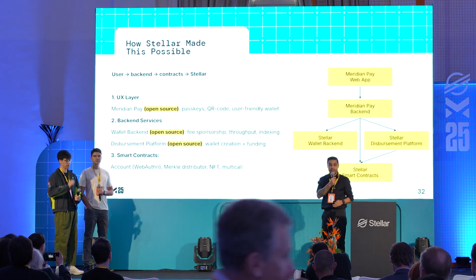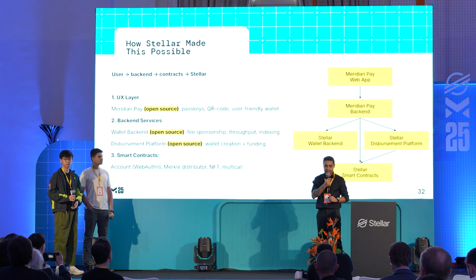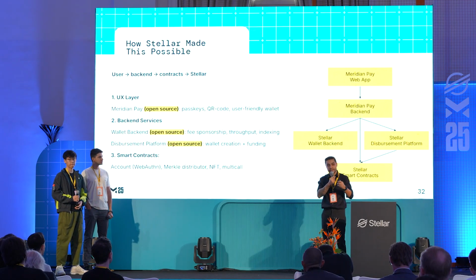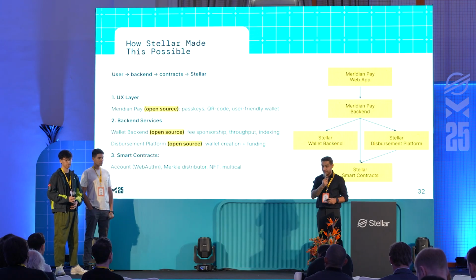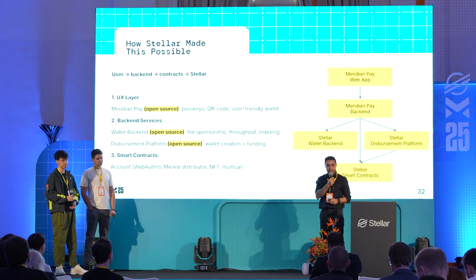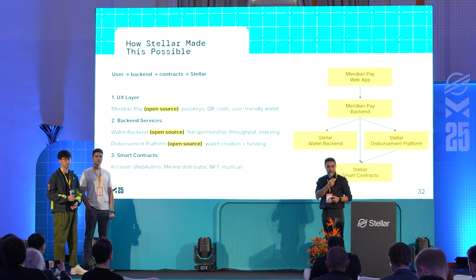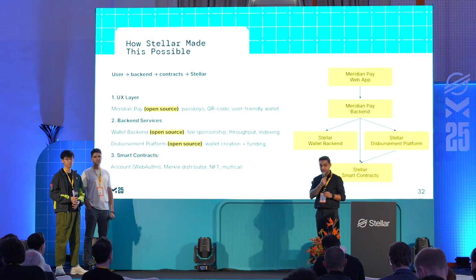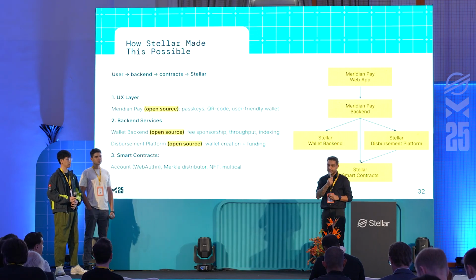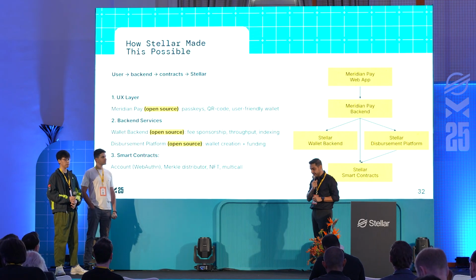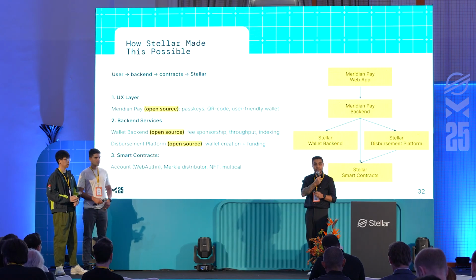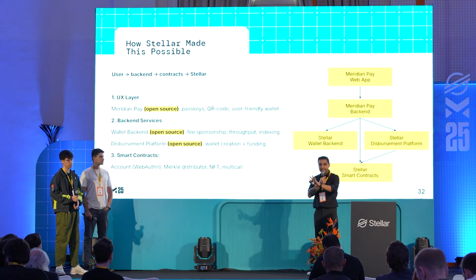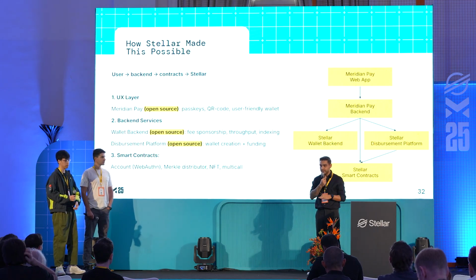In the middle, we have the backend services. We have mainly 3 backend services here. One is the Meridian Pay backend with a few endpoints to serve the web app. We have the wallet backend, which is again a Stellar open source tool used to sponsor the fees of the users. But the wallet backend has other very interesting features that Marcelo will talk about later, like indexing account history and some other things. And we also have the Stellar distribution platform to create and fund wallets at scale. Those 3 hide the complexity of the blockchain from the final user.